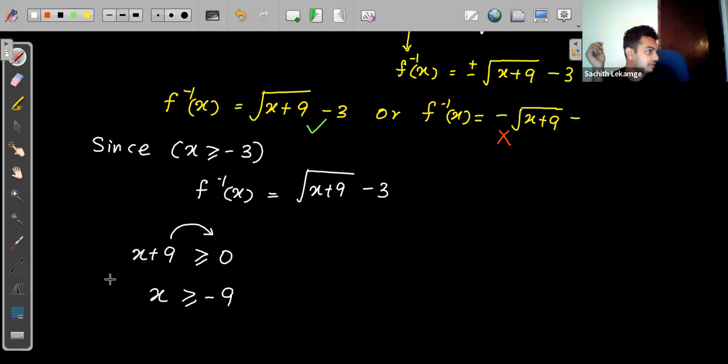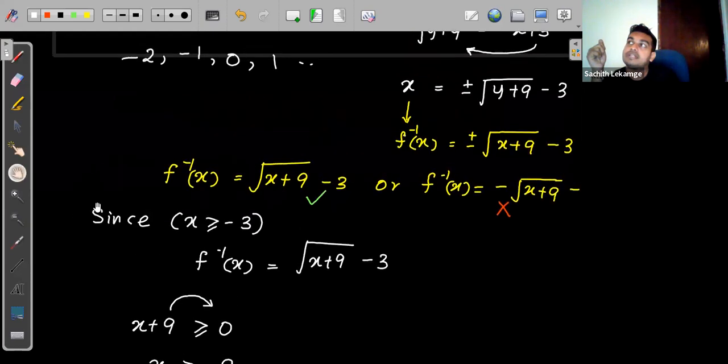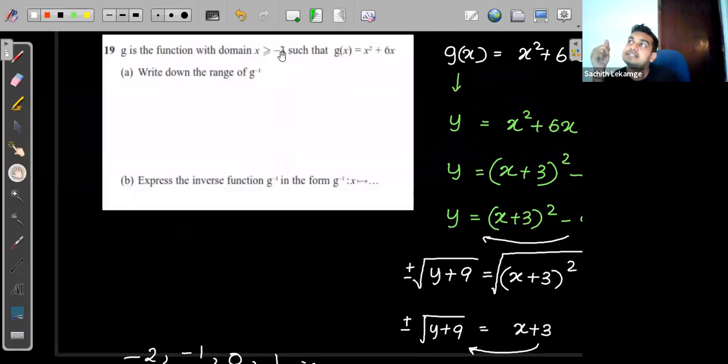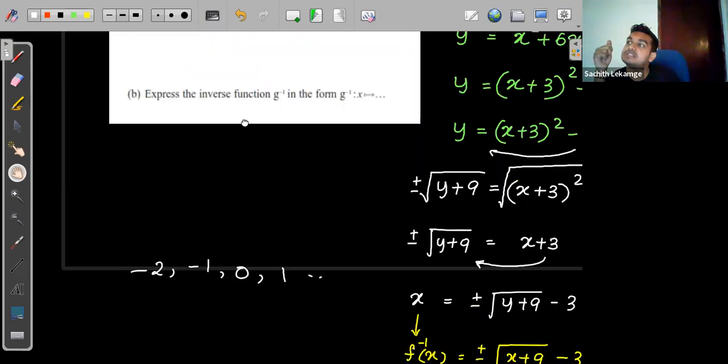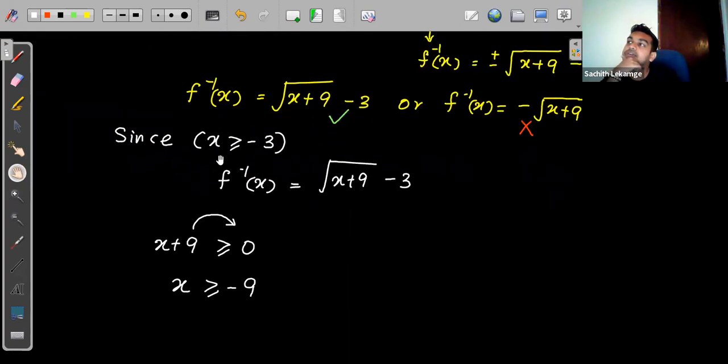Okay, is that clear? So this is our range, right? Because we got the F inverse x, x is bigger than or equal to minus 9, right? Then they say x is bigger than minus 3 also, right? Write down the range of G inverse, right? x is bigger than or equal to minus 9, and at the same time x is bigger than or equal to minus 3. So which one do we need to take for H?